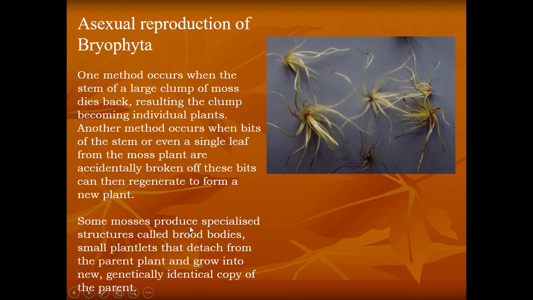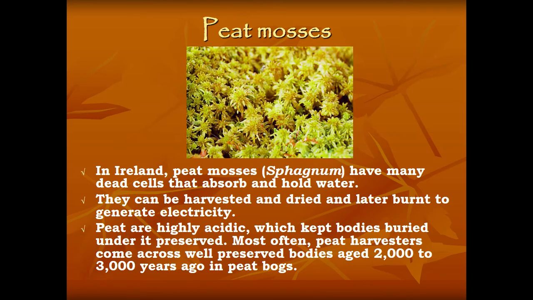Some mosses produce specialized structures called brood bodies, which are small plantlets that detach from the parent plant and grow into a new identical copy of their parent. So examples of the mosses, or the phylum of bryophytes, are peat mosses. Peat mosses, also known as sphagnum, have many dead cells that absorb and hold water. They can be harvested and dried, and later burned to generate electricity.